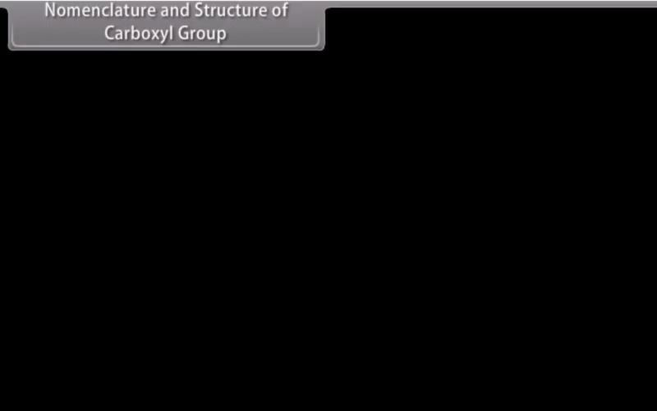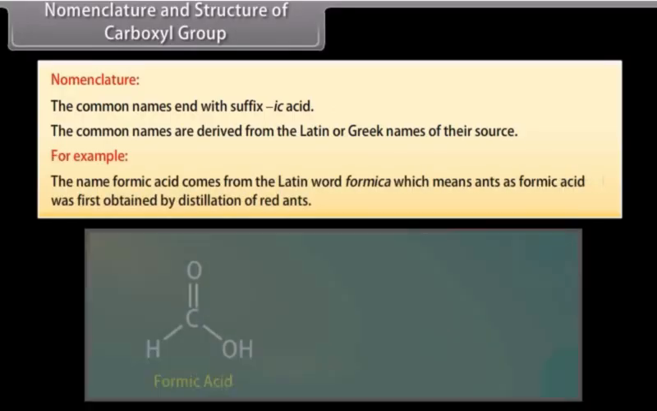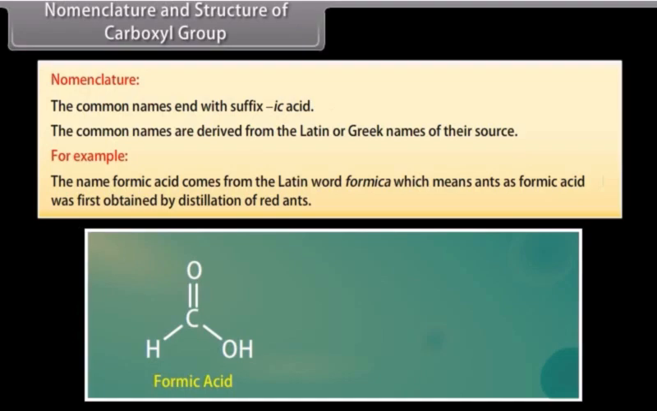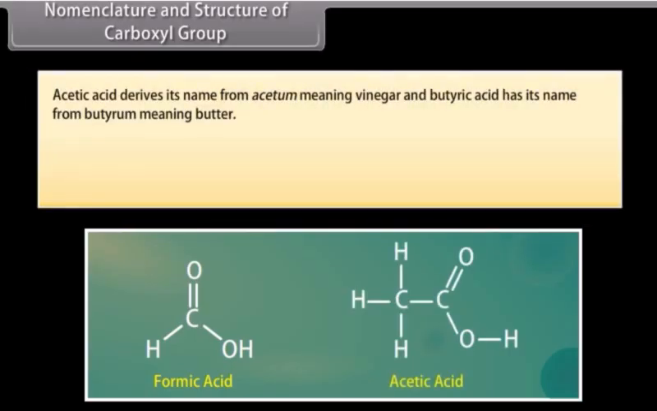Nomenclature and structure of carboxyl group. Nomenclature. The common names end with the suffix ic acid. The common names are derived from the Latin or Greek names of their source. For example, the name formic acid comes from the Latin word formica, which means ants, as formic acid was first obtained by distillation of red ants. Acetic acid derives its name from acetum, which means vinegar, and butyric acid has its name from butyrum, meaning butter.